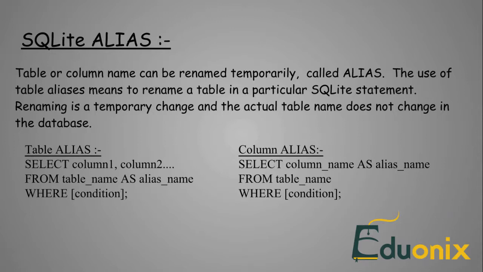Similarly, for the column alias, you can do select column name as. So for example, we'll see later on. For example, the name of the column is employee ID. You can say as ID from so and so table. So from table name where condition. So let us see how to assign the alias to the table as well as its column.